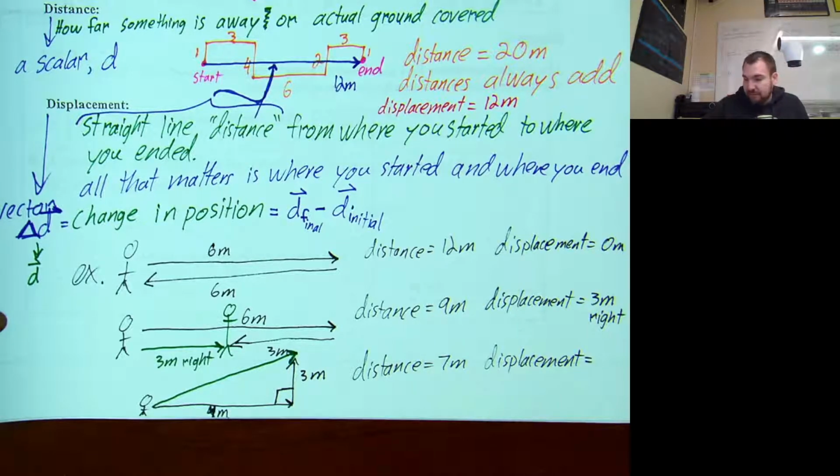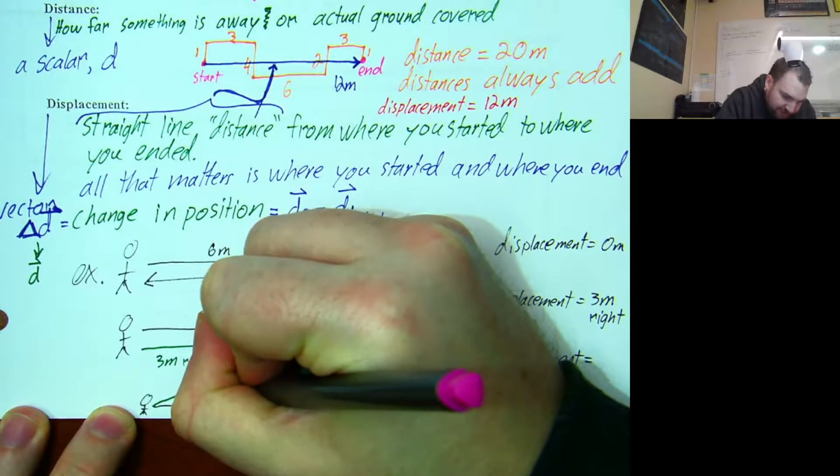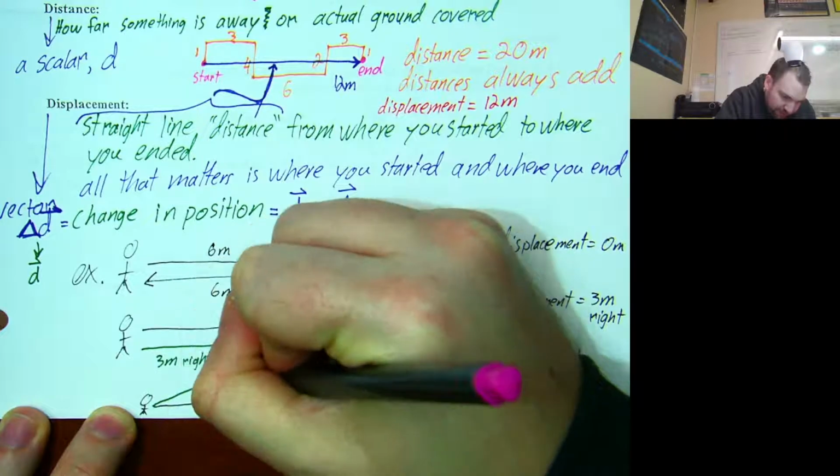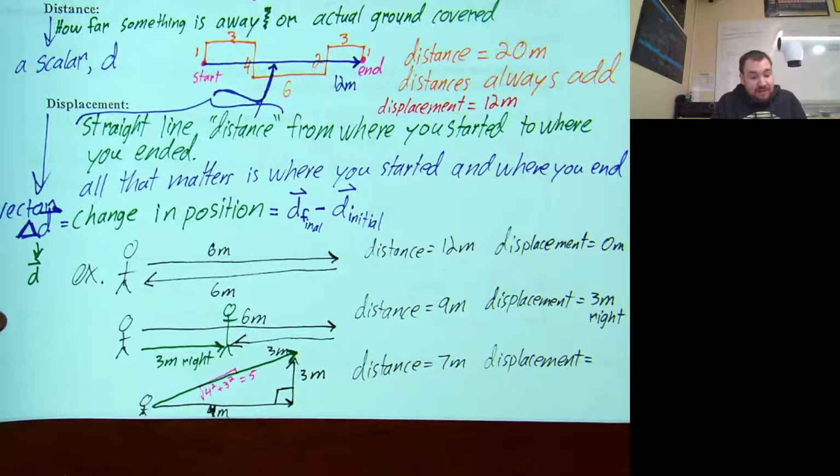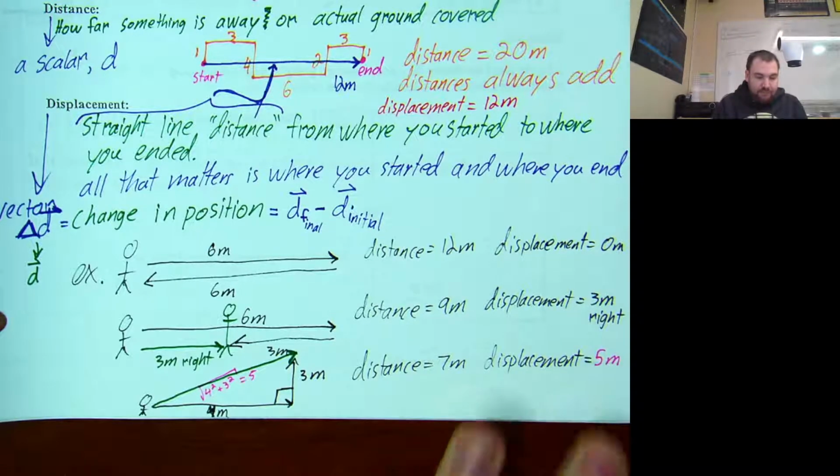Well, how'd you do that? You did the Pythagorean theorem. 4 squared plus 3 squared, square rooted, is 5. So our displacement then is north of east. How far north of east? No, it's 5 meters, but how far north is he from east? Oh, north 3, east 4 meters.